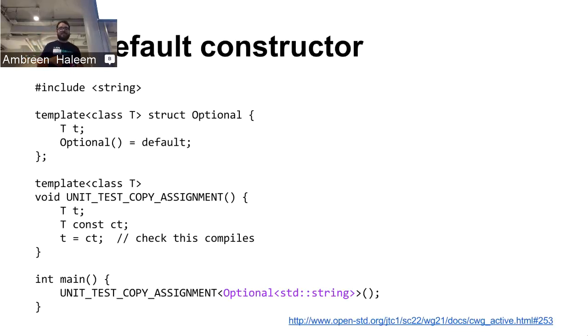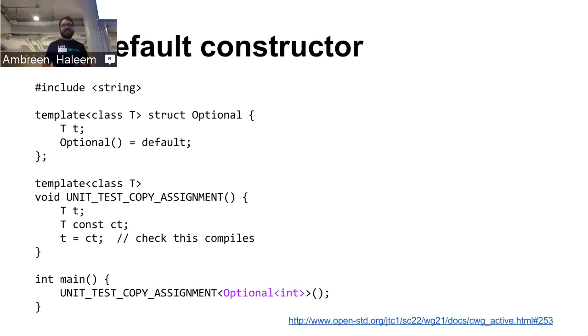The answer is it works perfectly. There's no problem. We are able to construct things. We are able to assign them. Nothing has been turned off. It just all works. But we take this same code and we change that std::string template parameter to an int.